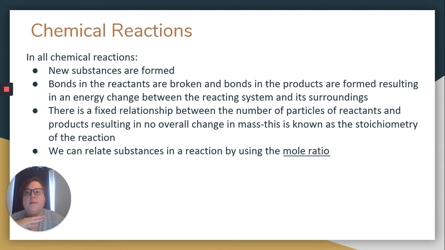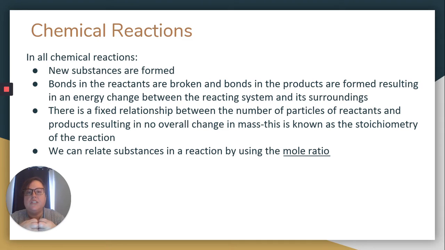So what we're going to talk about today is just stoichiometry. Make sure that you remember that when a chemical reaction takes place, you're forming new substances. So what's happening is we're breaking the bonds of the reactants and then we're putting them back together, so forming bonds on the product side. And there's an energy change that happens. We'll talk more specifically about that energy change in our thermodynamics unit.